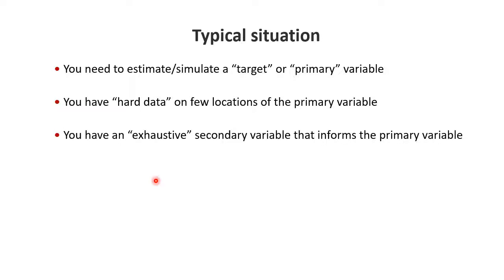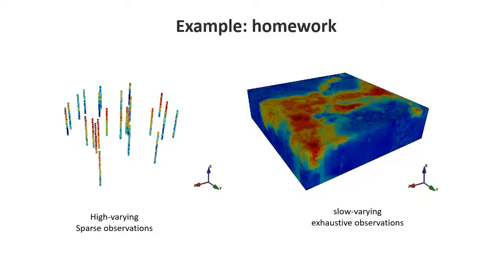And so that's a very typical situation when you're dealing with two variables, and this is a situation we'll discuss in more detail. In your homework, that's the kind of case that we have. Here we're in a groundwater situation where we measure porosity along boreholes, and we have SkyTEM EM data that is exhaustive. You also notice that the SkyTEM data has smaller variation than the porosity data, which has higher variation. So we'll call this the primary target variable, and this is the secondary exhaustive variable.